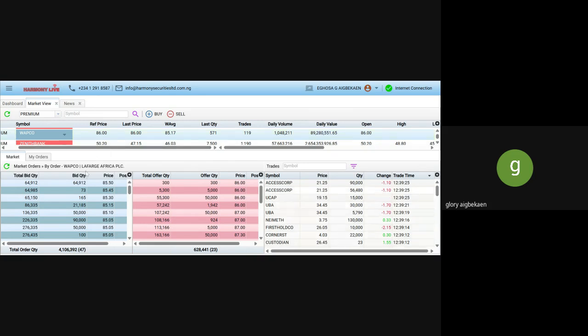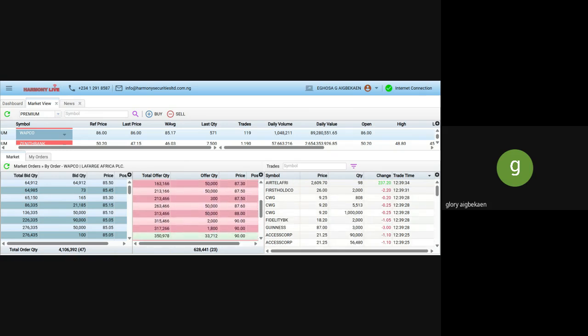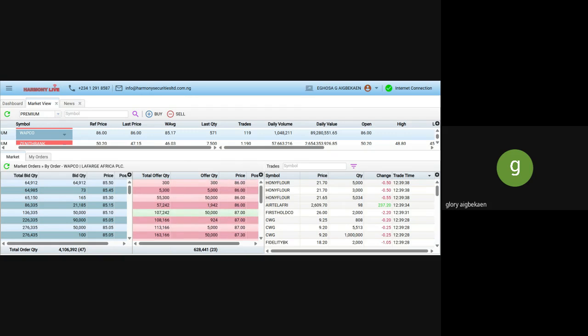This Lafarge Oracle, I can't wait for this Lafarge Oracle to start delivering. When I ran my valuation, it came up to around 121 naira per unit, but we are just at 86 naira right now. We're just at 86 naira, so that means almost 40 naira more for us to go.